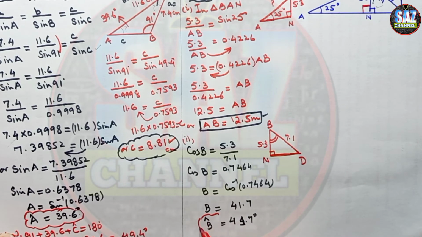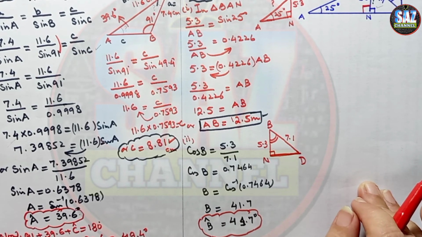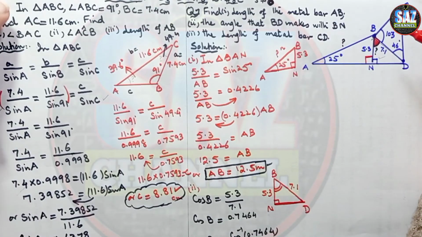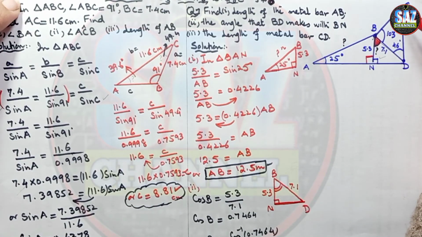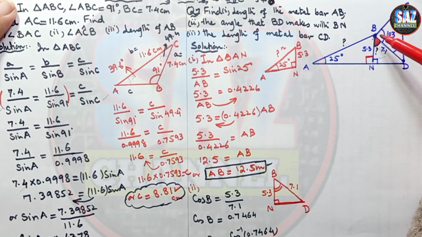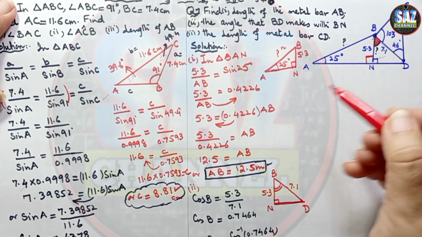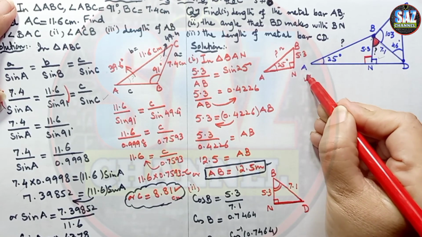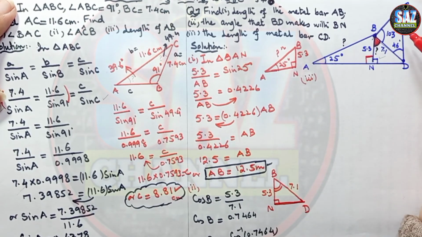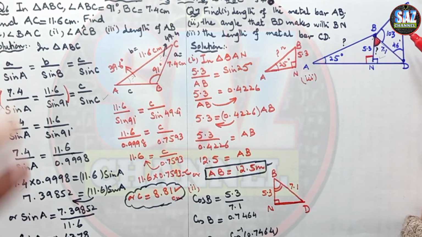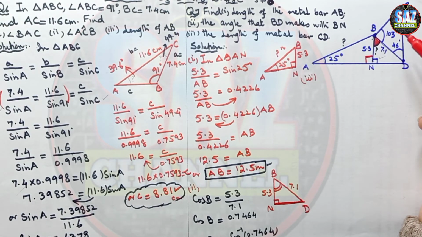Then I will be moving to the last requirement of the question, and that is the length of the metal bar CD. Now look at the diagram which is given in the question. You can see the requirement CD is in the triangle BCD, and see what type of triangle BCD is. It's not a right angle triangle. So in order to find CD, we cannot apply basic trigonometric ratios or Pythagoras. We will preferably use sine law or cosine law, but cosine law we have not studied yet, so I will prefer sine law here.